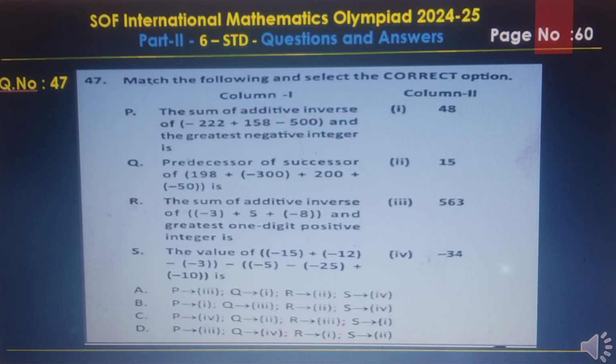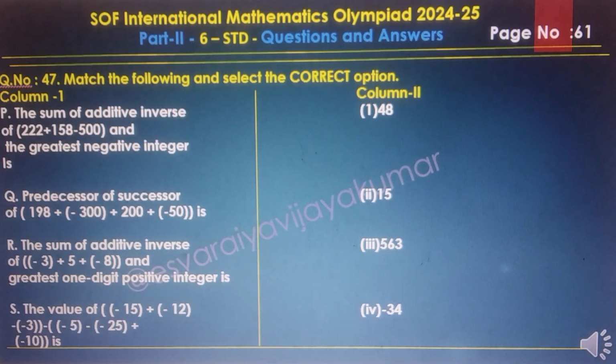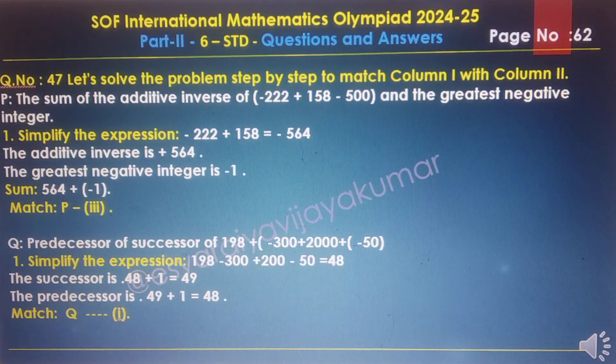Match the following, select the correct options. Here is question number 47. P is the sum of the additive inverse of minus 222 plus 158 minus 500, Q, R and S are given, and options A, B, C, D are there. That is the question, and let us solve the problem step by step, matching column 1 with column 2.